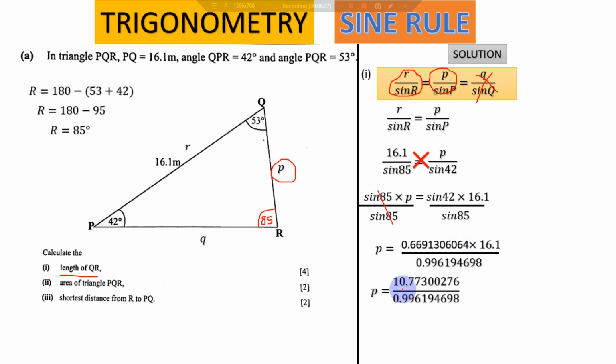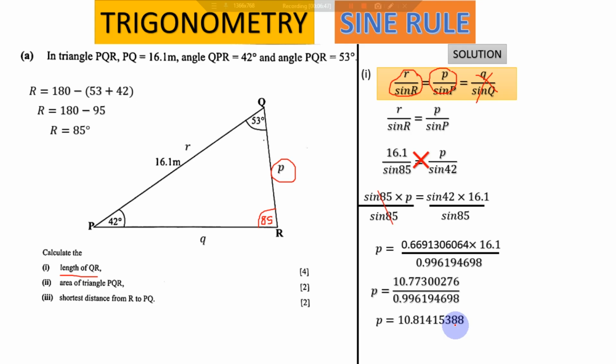You're going to get something like 10.77300276. Now divide by the number which was in the denominator. We're going to have your final answer as 10.81415388.